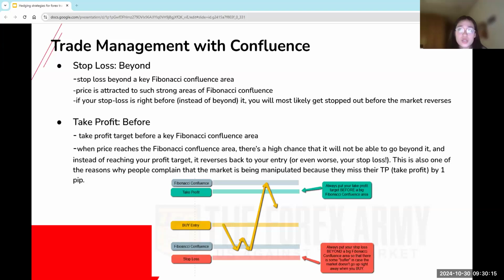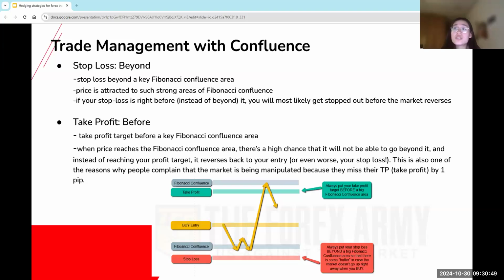So starting off with our stop loss, you want to make sure that your stop loss is always placed beyond a key Fibonacci area. A key Fibonacci area is basically when two or more Fibonacci levels line up in the same area. That's a confluence area. These areas are important because more often than not, price tends to be attracted to these areas, but it might not be able to break out of it.